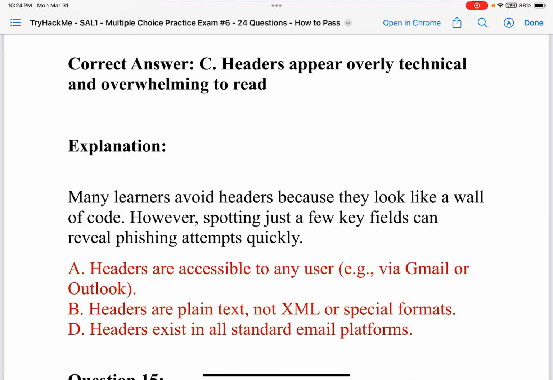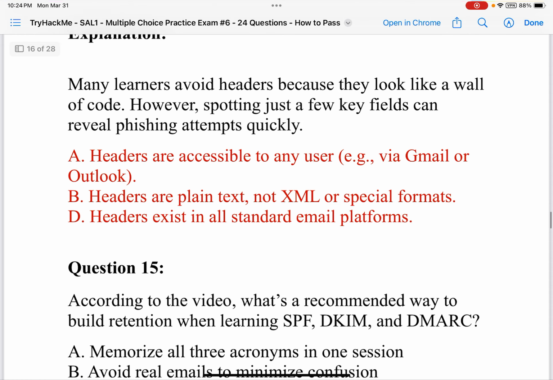There's a red text. You know what to do. Pause the video and read over just to make sure you understand why they're incorrect. Moving on to question number 15.